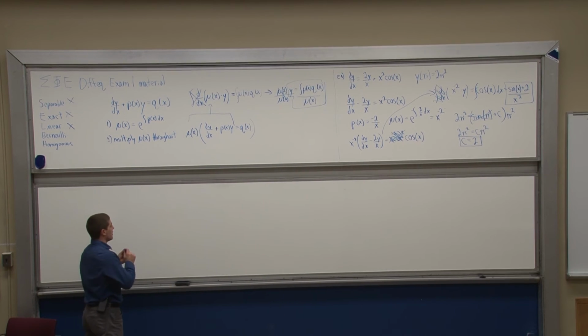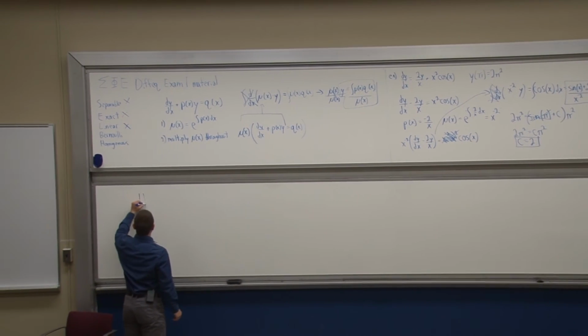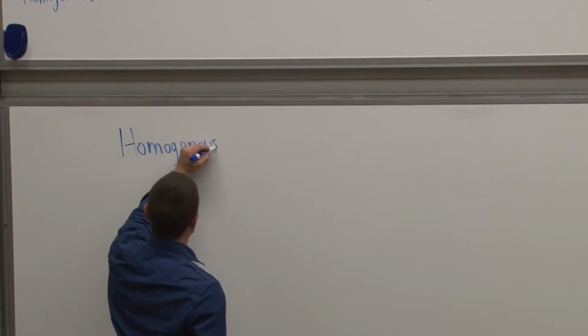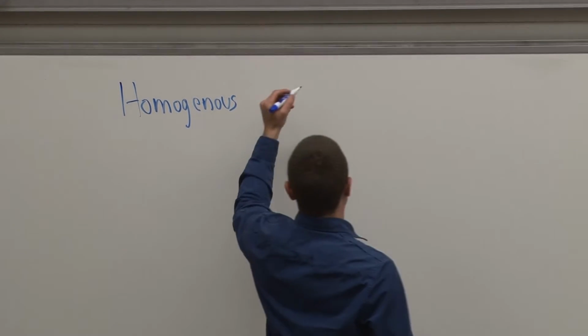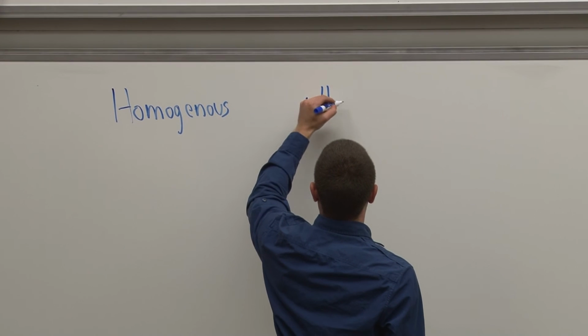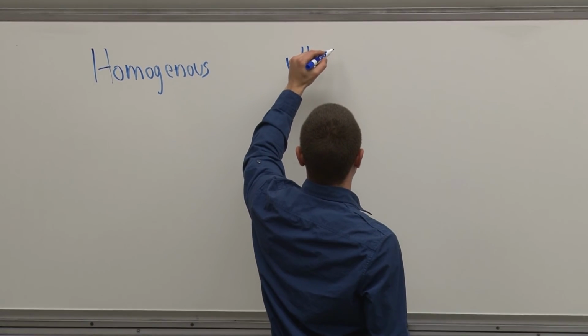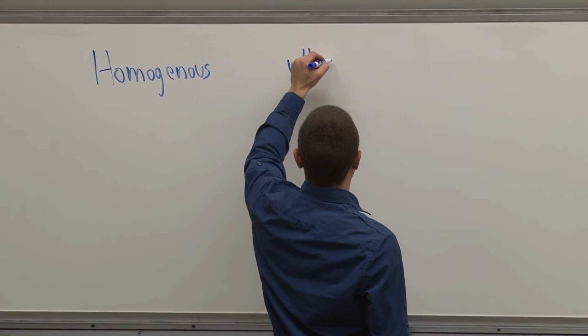All right, so homogeneous. So very easy. So what you do is you have a thing. Y double prime plus, this is second order. Y double prime plus, I don't know, what works? Y.